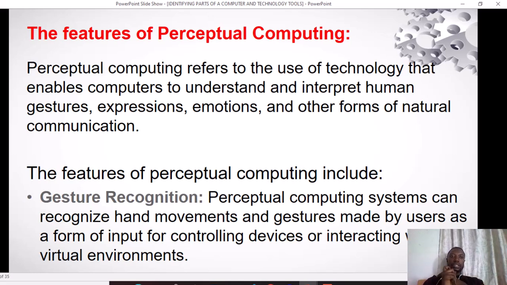So let's take gesture recognition. Perceptual computing systems can recognize hand movements and gestures made by users as a form of input for controlling devices and interacting with virtual environments.